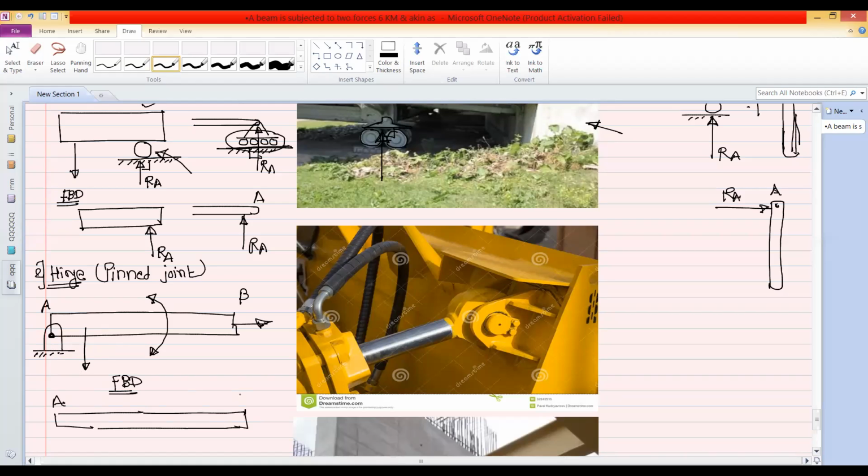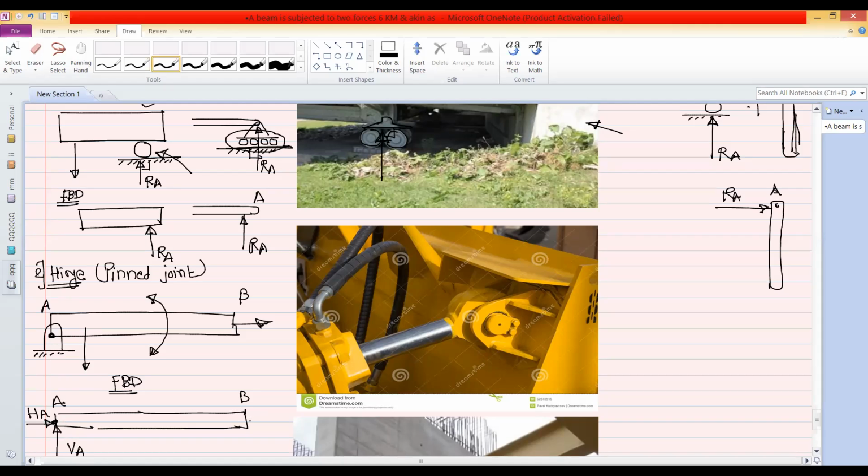So this is the rod AB. One reaction at this point is in the vertical direction, so it is VA. And the second reaction offered by this hinge joint is in the horizontal direction, it is HA. Now the direction of VA and HA, whether it is in the positive Y direction and positive X direction, depends on the direction of the external force acting on this rod.